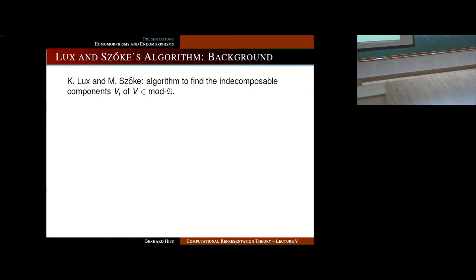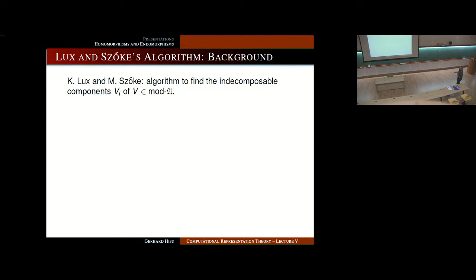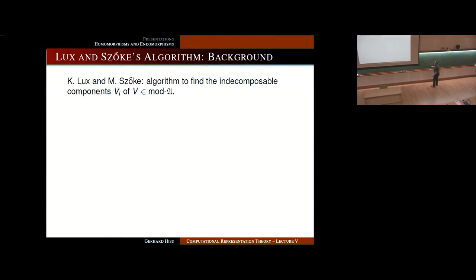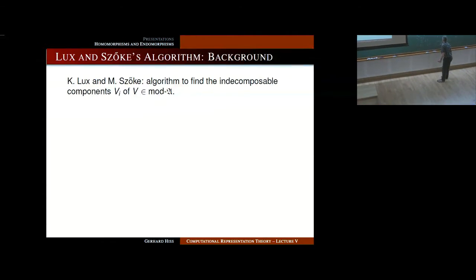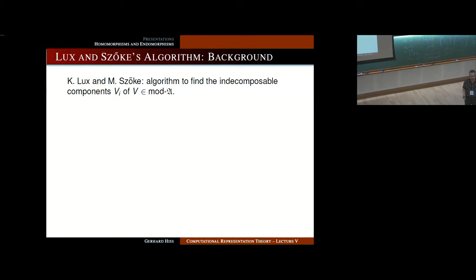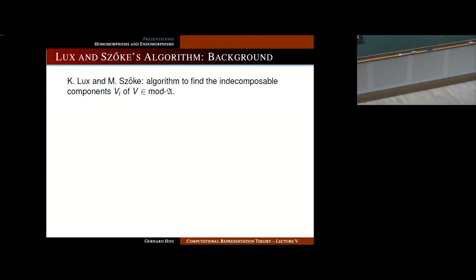So there is an algorithm by Klaus Lux and Magdolna Szőke to find the indecomposable direct summands of V. So a module V has a decomposition into a direct sum, I don't know how many, and the Vi are indecomposable. And for many applications, it is important to find such a decomposition of a given module. Not just a composition series, as the MeatAxe would do, but a decomposition into indecomposable modules. This can also be done.